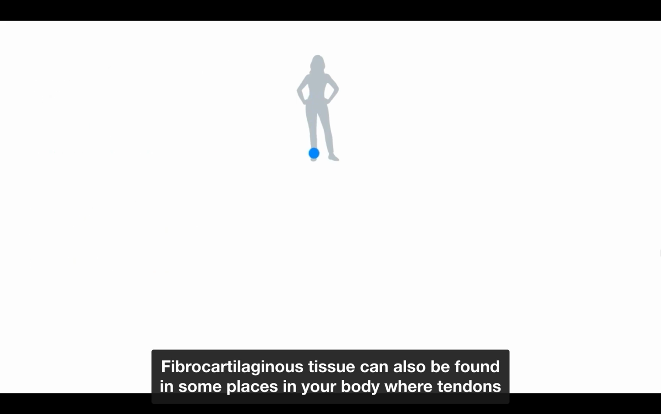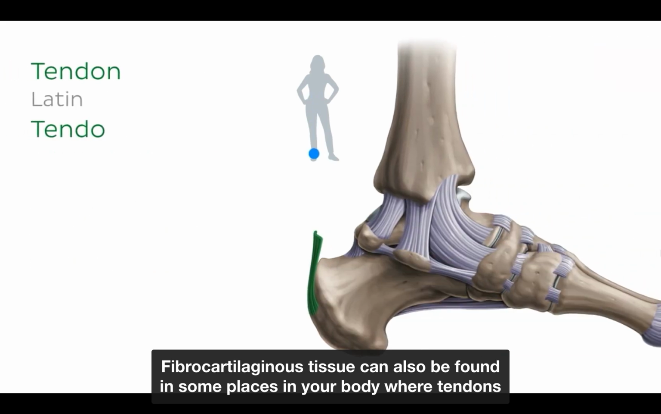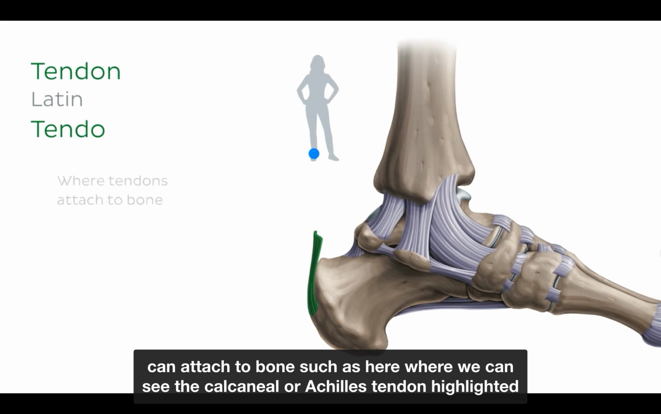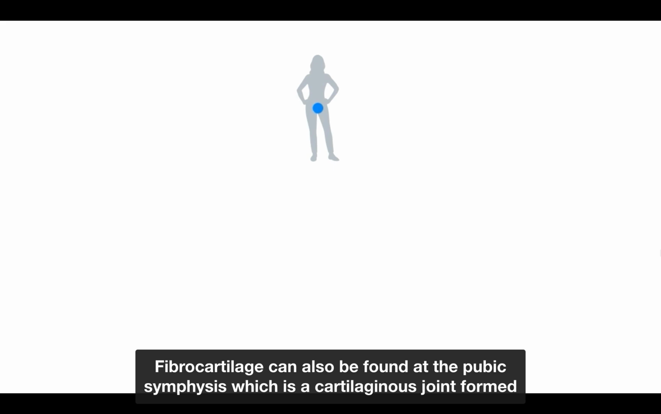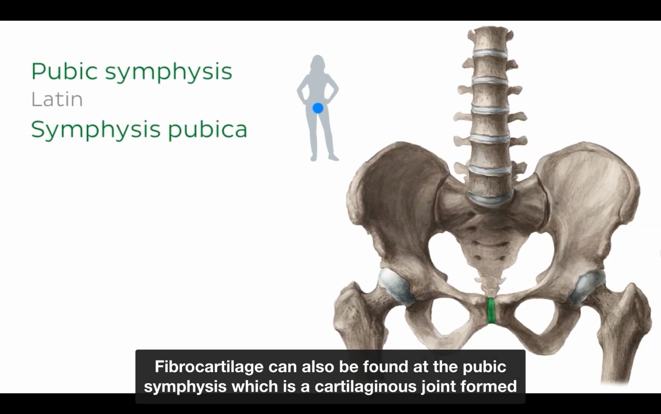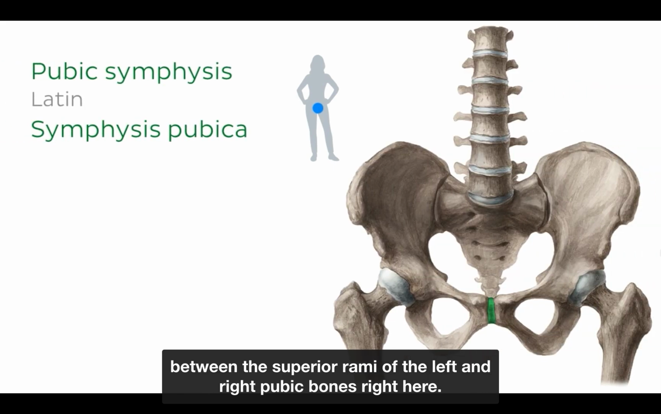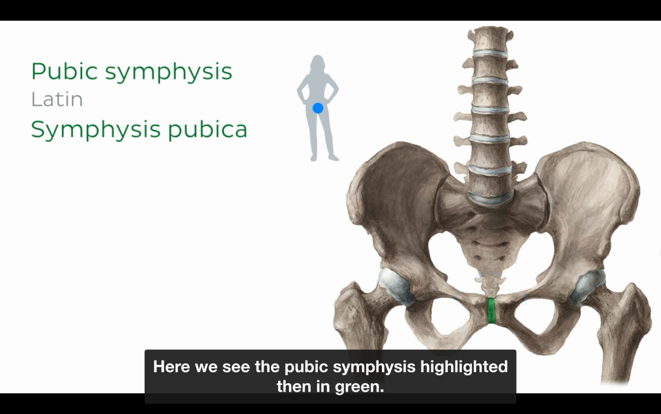Fibrocartilaginous tissue can also be found in some places in your body where tendons attach to bone, such as here, where we can see the calcaneal or Achilles tendon highlighted in green. Fibrocartilage can also be found at the pubic symphysis, which is a cartilaginous joint formed between the superior rami of the left and right pubic bones, right here. Here we see the pubic symphysis highlighted in green.